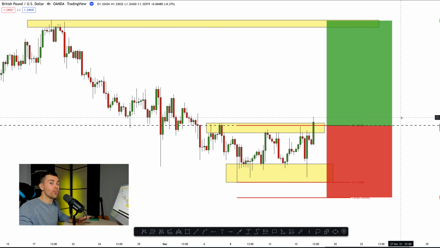And how do we buy the market right here? We buy the market with the buy limit order. Once you get the confirmed breakout, you set your buy limit order on a retest.